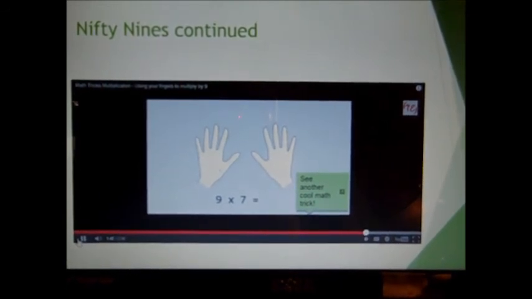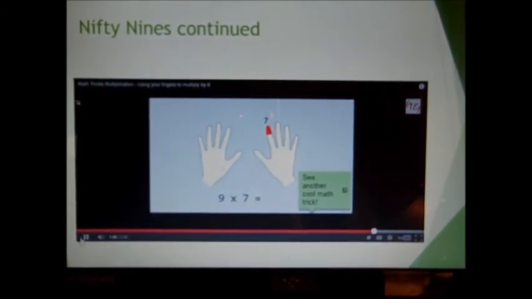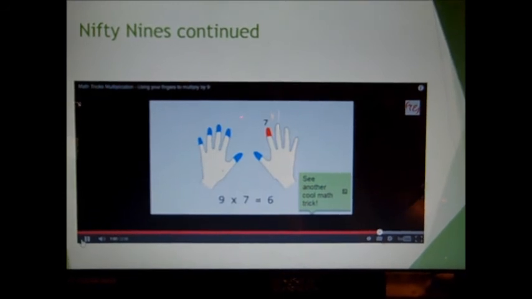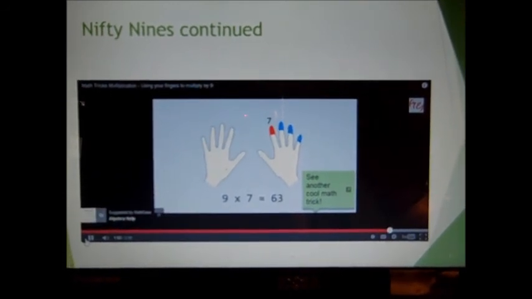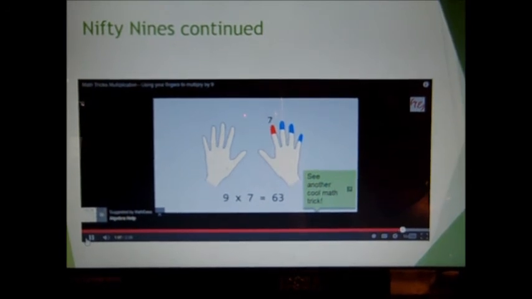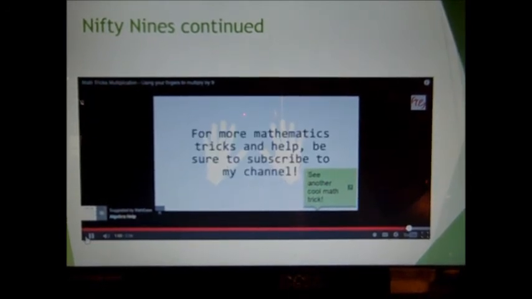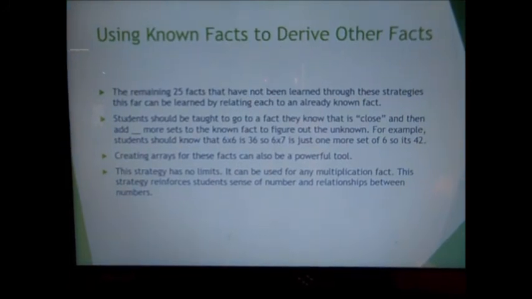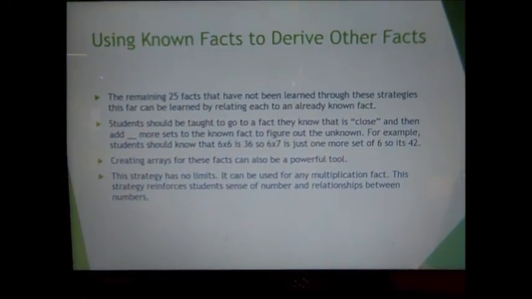Time's up. Did you get it? There are 6 fingers to the left of 7, and there are 3 fingers to the right of 7. So the correct answer is 63. Cool, huh? For more cool math, using known facts to derive other facts is another reasoning strategy.